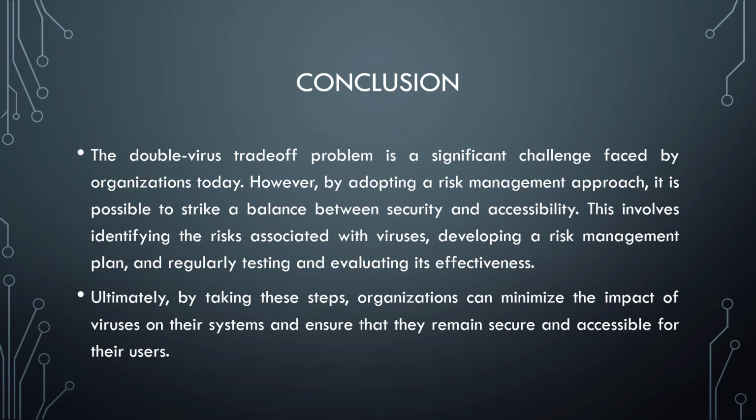Conclusion. The double virus trade-off problem is a significant challenge faced by organizations today. However, by adopting a risk management approach, it is possible to strike a balance between security and accessibility. This involves identifying the risks associated with viruses, developing a risk management plan, and regularly testing and evaluating its effectiveness. Ultimately, by taking these steps, organizations can minimize the impact of viruses on their systems and ensure that they remain secure and accessible for their users.